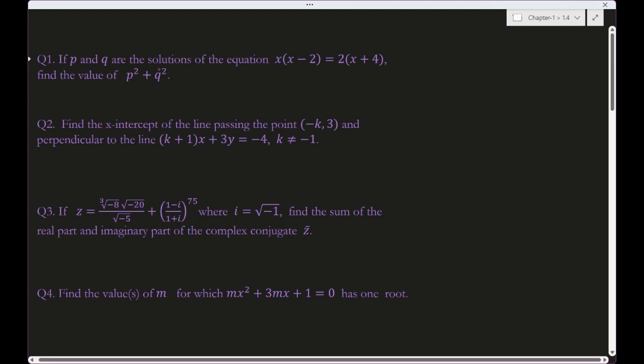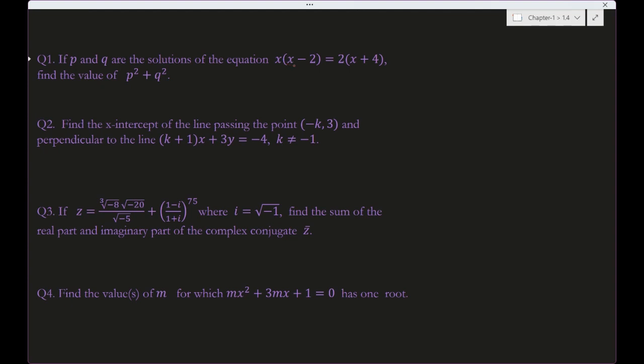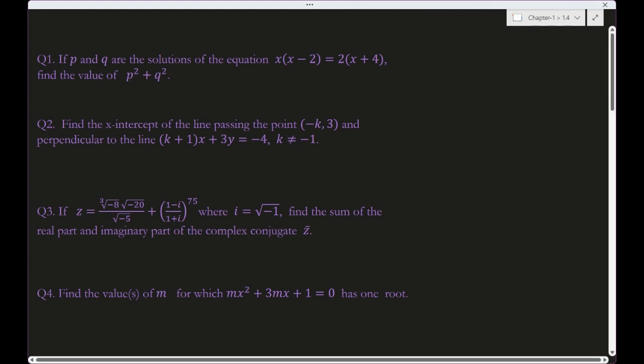Question number one says if P and Q are solutions of the quadratic equation x(x - 2) = 2(x + 4), we want to find the value of P square plus Q square.